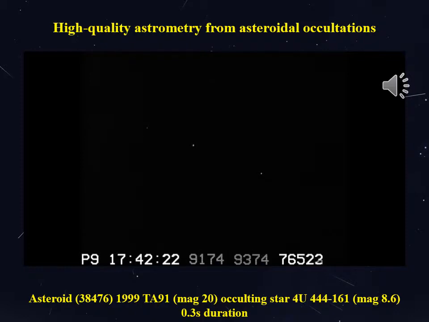So this is one that I got. This is the shortest I got. A Mag 20 asteroid occulting a Mag 9 star. That's it, and it goes for a third of a second. What frame rate were you using for that?